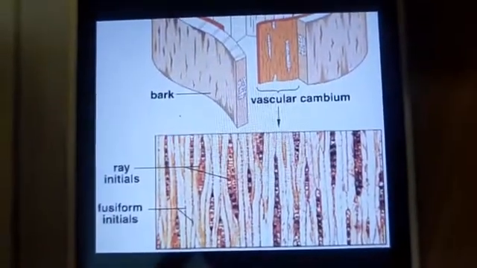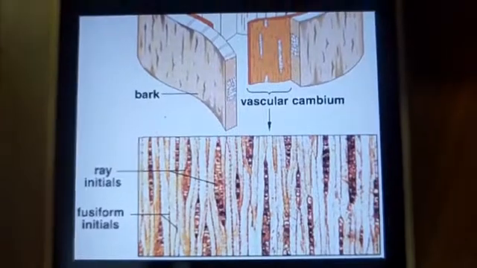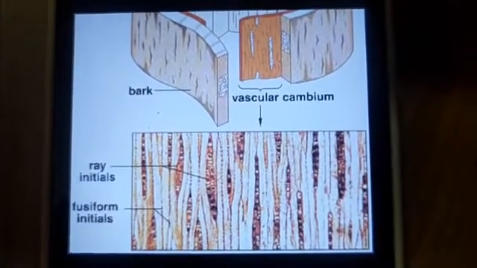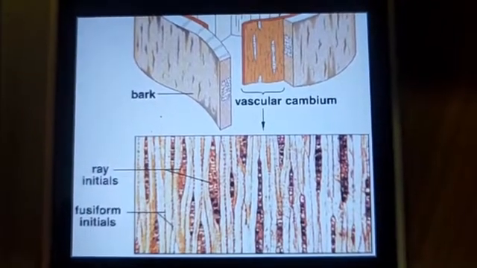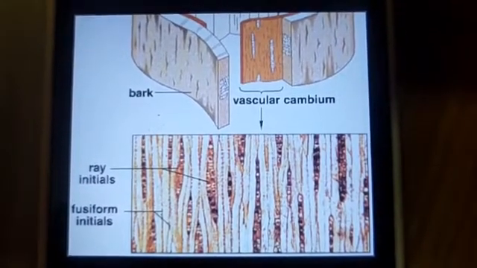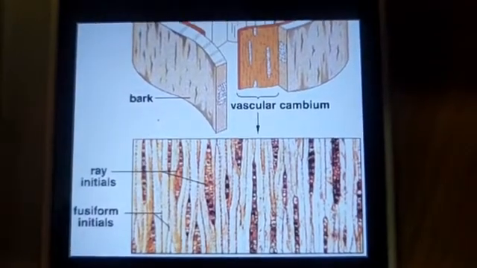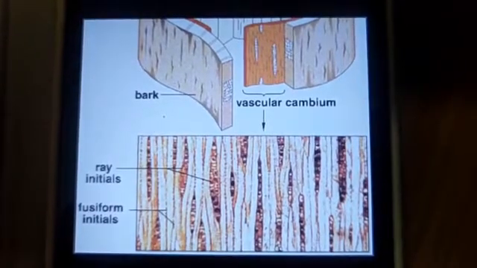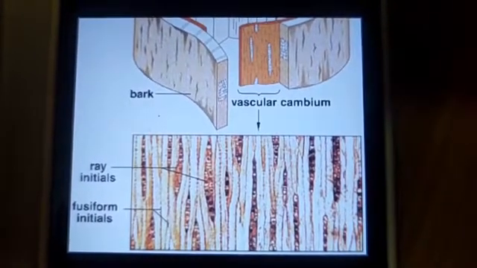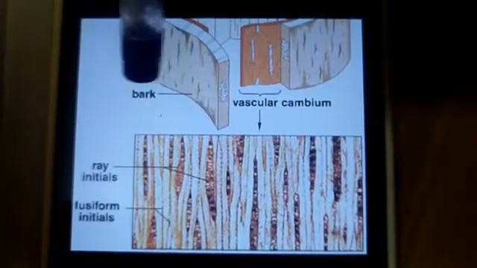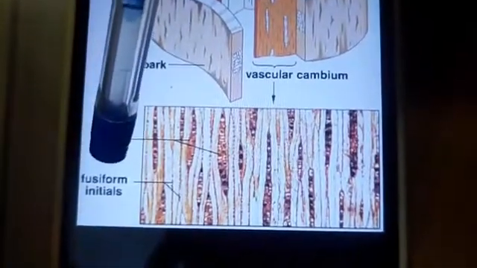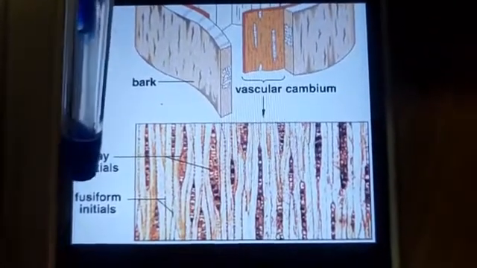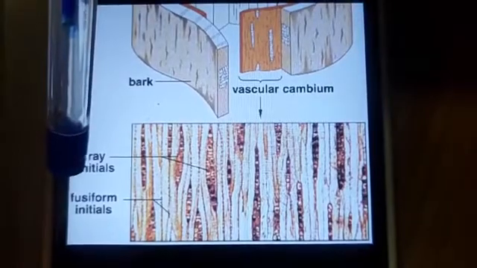The vascular cambial ring produces secondary phloem, or bast phloem, on the outer side of the vascular bundle. The vascular bundle consists of xylem and phloem. The secondary phloem is produced from the cambial ring. Like the secondary xylem, the secondary phloem also has two systems, the ray initials and the fusiform initials.